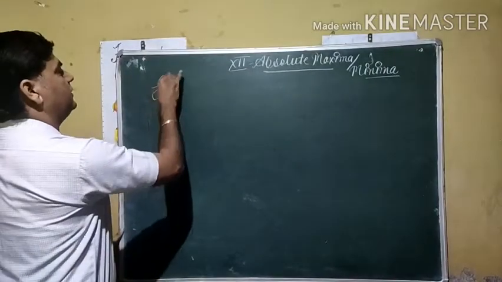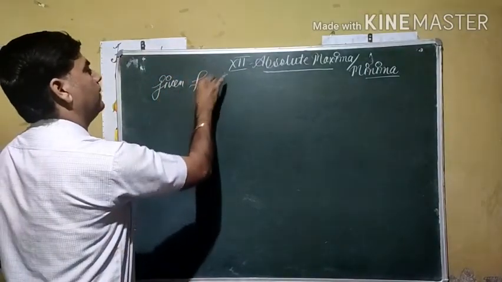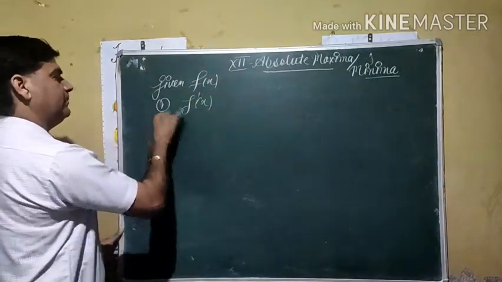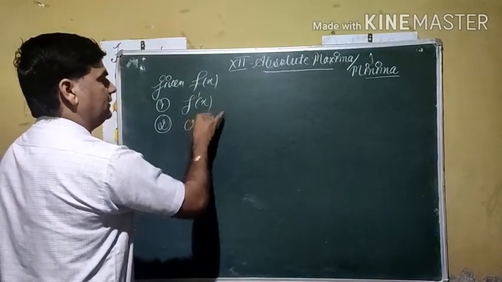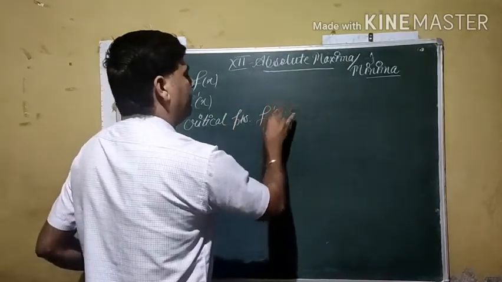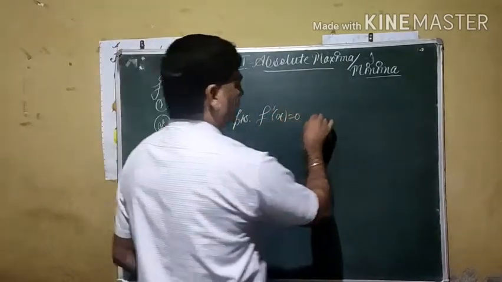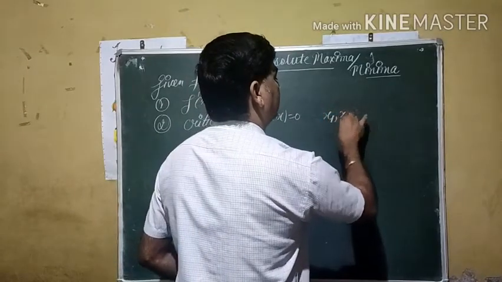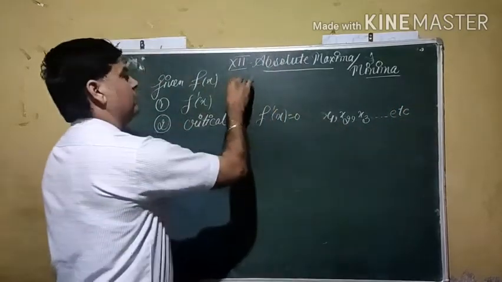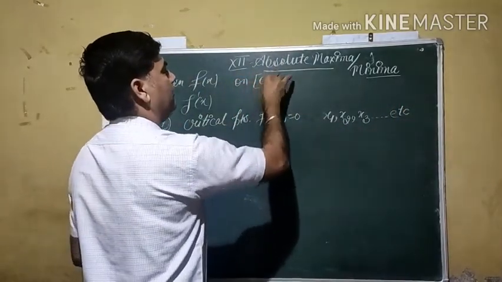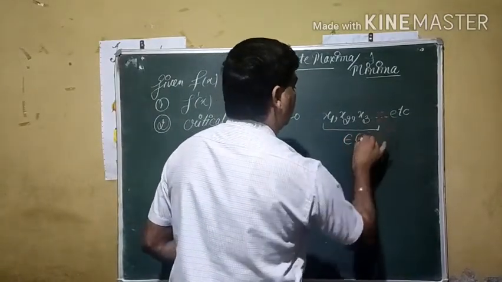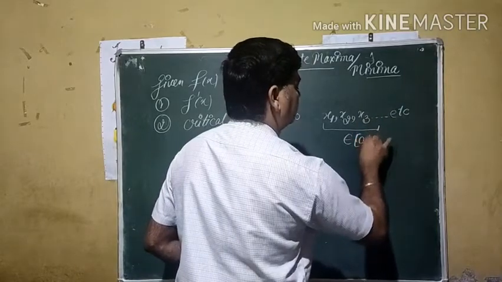We are given a function, say f of x, and the rules to apply. First step, we take out the first derivative of the function. Second step, we find the critical points, same as in local maxima and minima. To find the critical points, we take the first derivative as 0 and get the values of x, say x1, x2, x3, and so on. We are also given an interval, which may be closed or open. We choose the values of x which belong to the interval a, b.